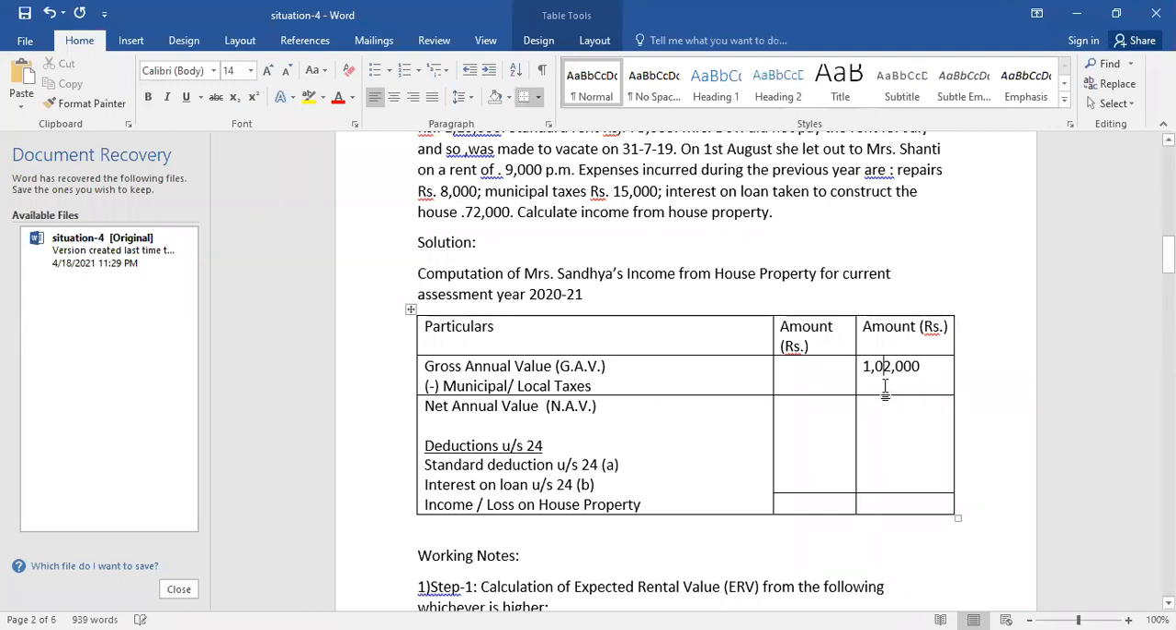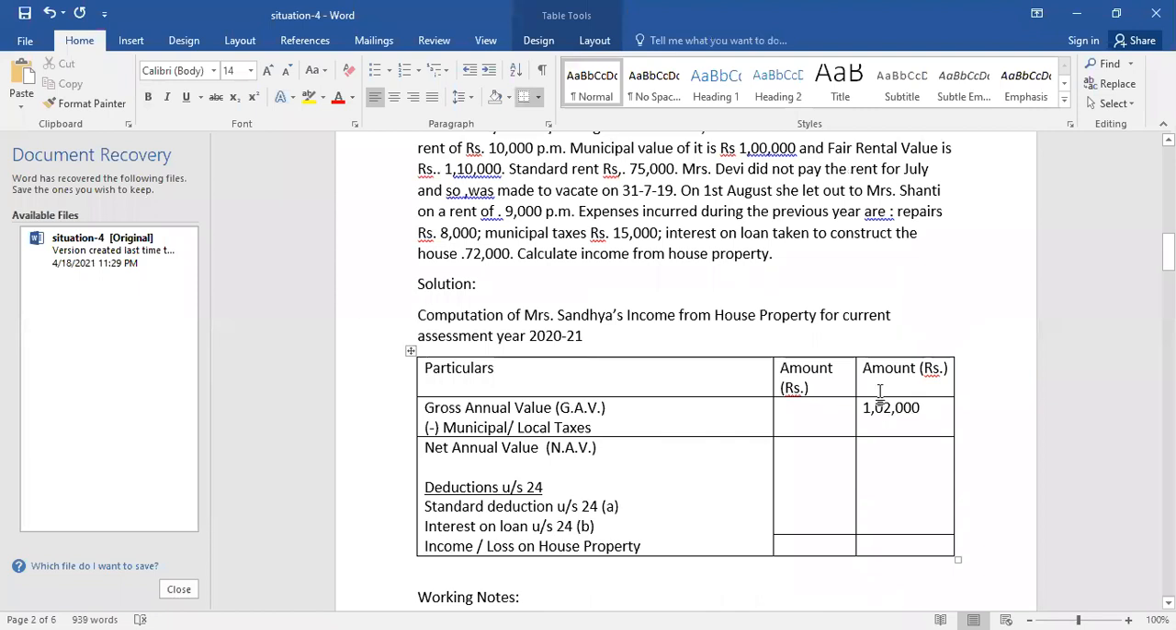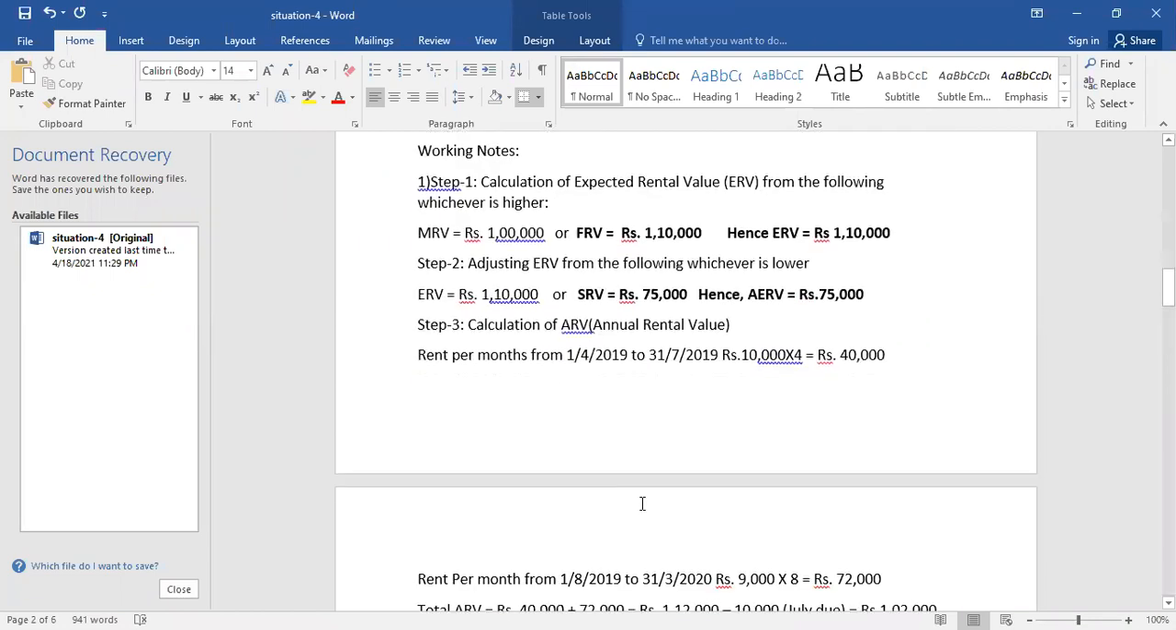And municipal taxes. How much is the municipal taxes? 15,000 minus. 15,000 rupees, right? So when you deduct 15,000 rupees from 1,02,000, what is the amount that we are going to come for? Is it 87,000? Yes, sir, 87,000. Now this NAV is 87,000.